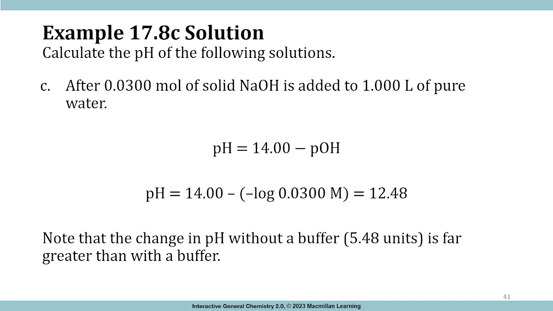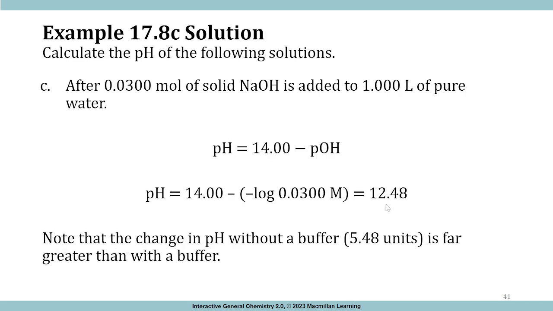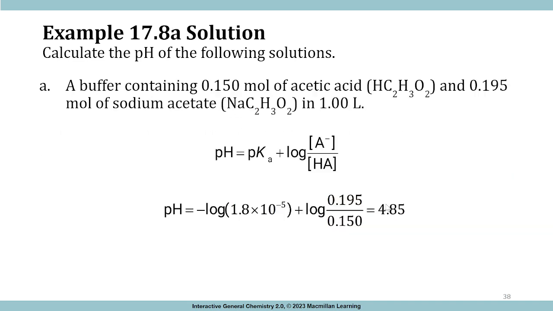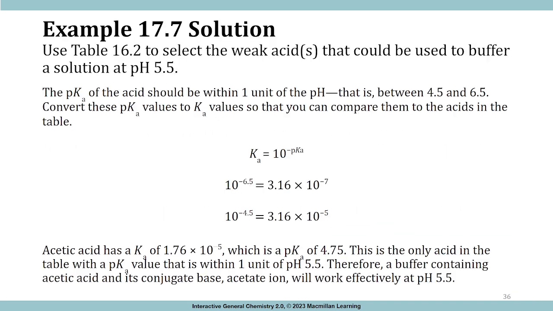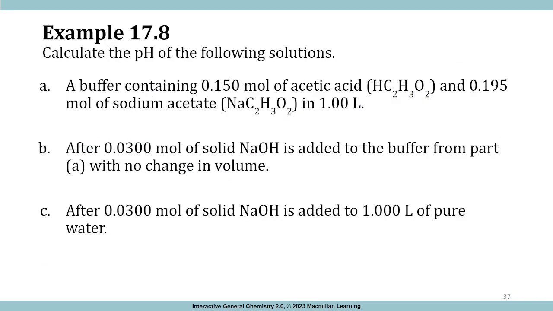Okay? That was a hell of a lot more basic, wasn't it? Yeah. So without that buffer, we would have risen a lot more in pH, wouldn't we? See that? The buffer really did its work. Remember, those pH units, that's a 10 to the negative 6. That's a million times difference in acidity and basicity, right? Okay. All right.